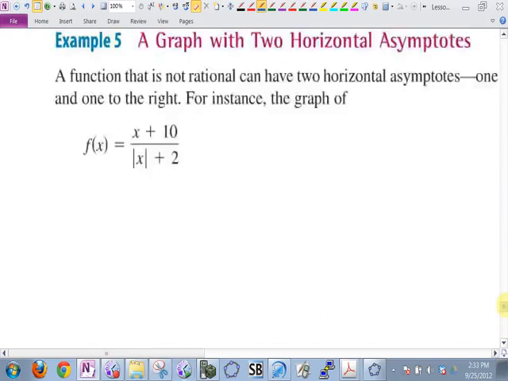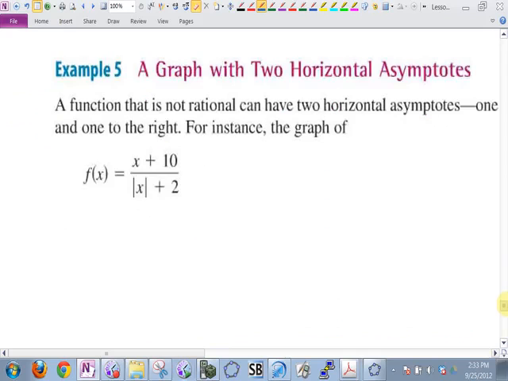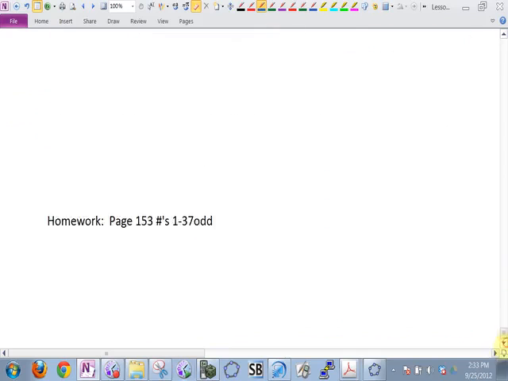We'll call it a graph with two horizontal asymptotes. We'll call it today. We've been working on the same homework since last Thursday, and we are finally done. So I should be able to collect this tomorrow, and everybody should have it, right? We've been working on it since Thursday.